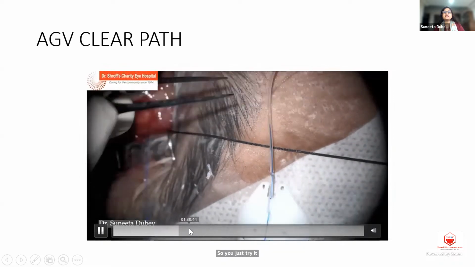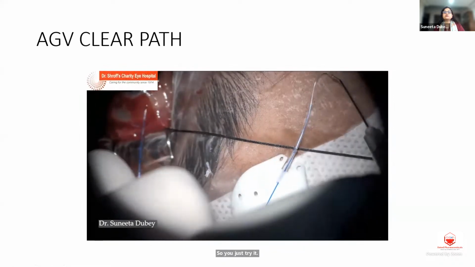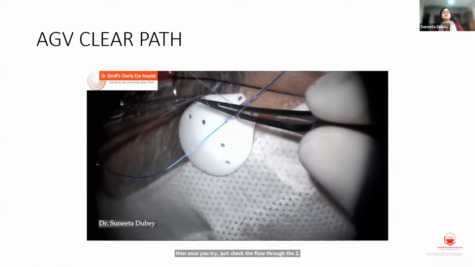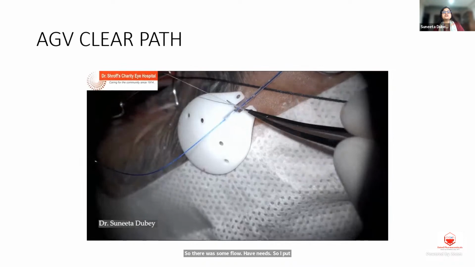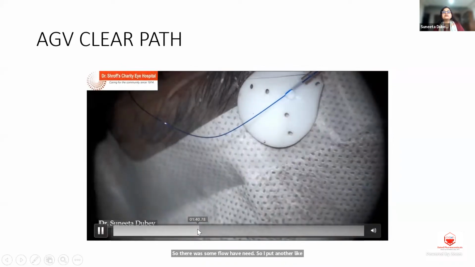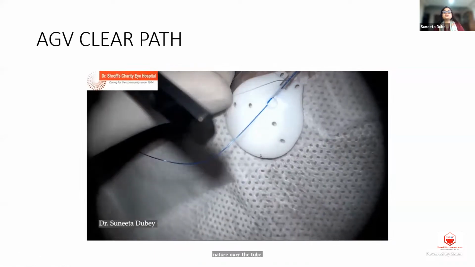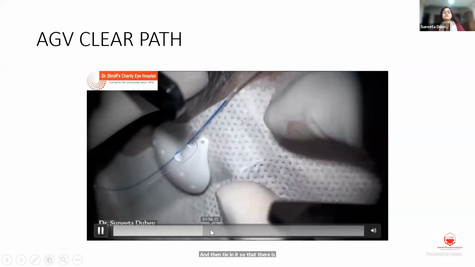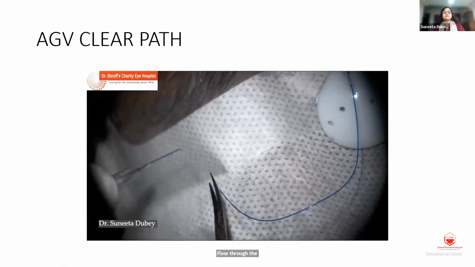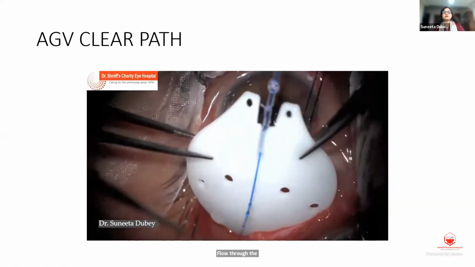And then once you tie it, just check the flow through the tube. There was some flow happening, so I put another ligature over the tube and then tighten it so that there is no flow through the tube. You do not want any flow in the immediate post-operative period.